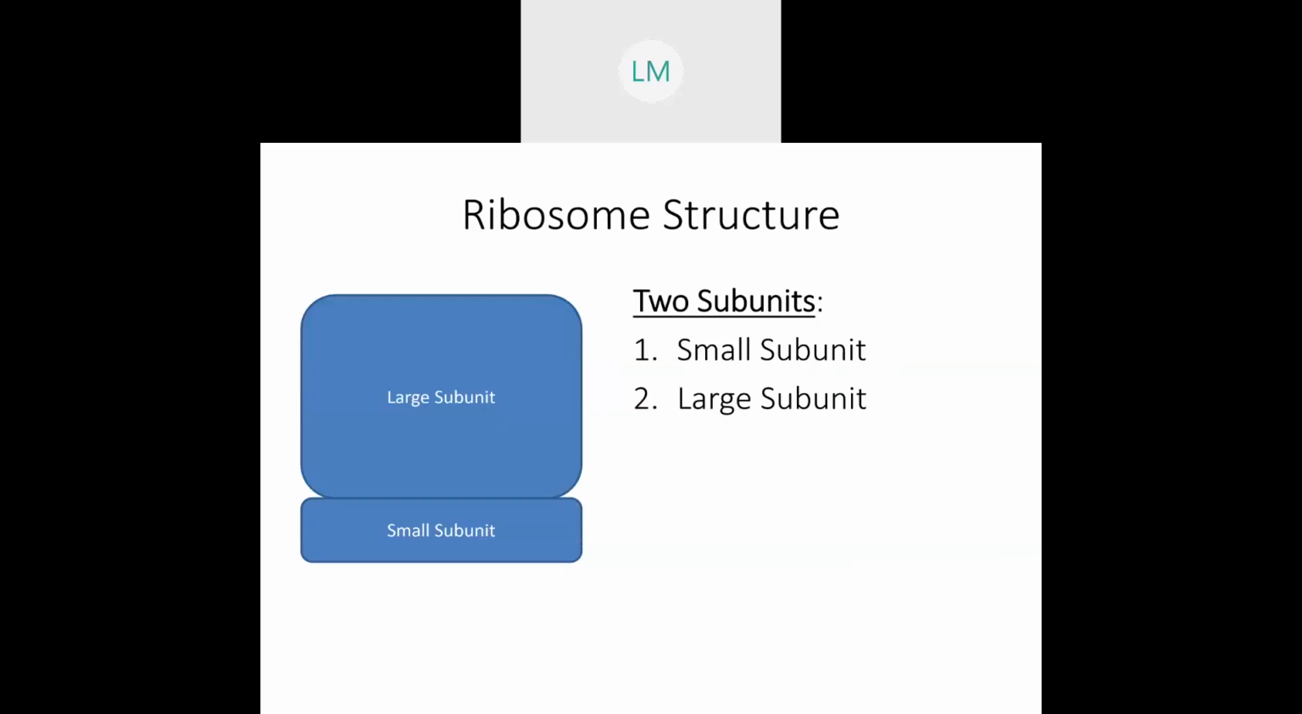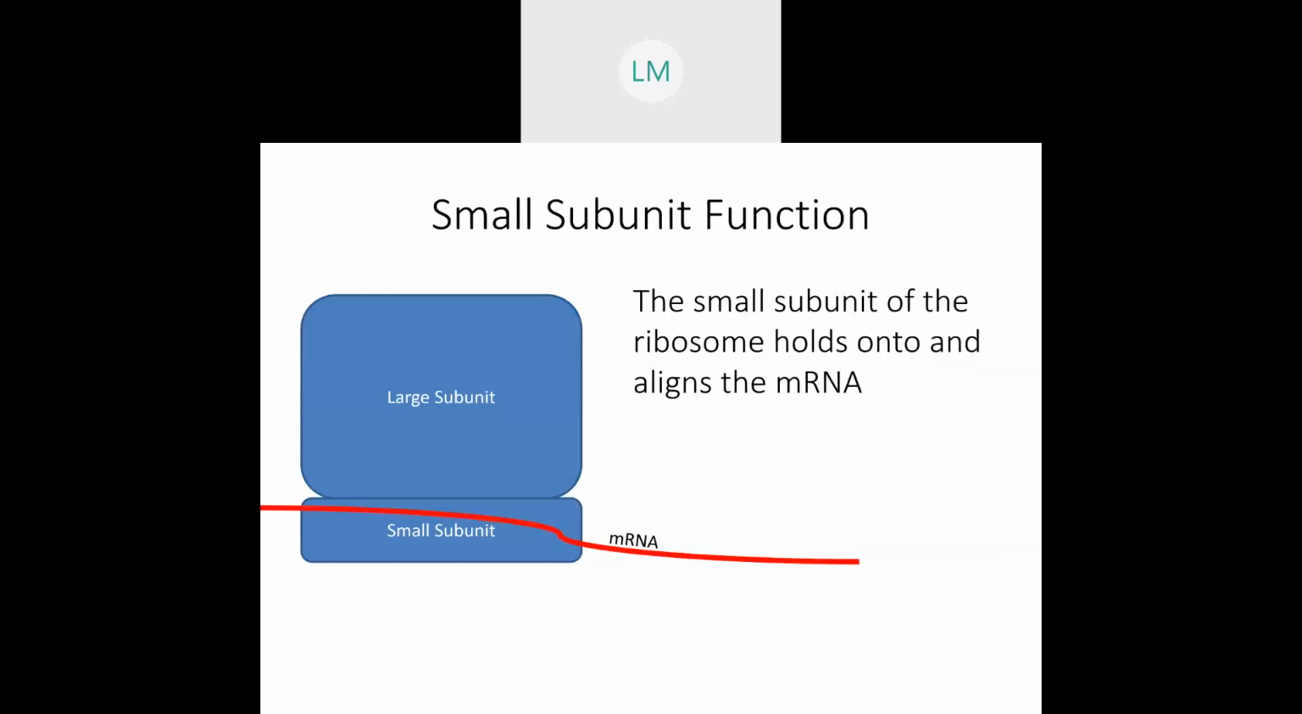So when we talk about what our ribosome looks like, again, this is what's involved in translation, so we need to know sort of how it's oriented here. We have two subunits in our ribosome: a small subunit and a large subunit. Within the small subunit, that's what's going to hold on to our messenger RNA. So the mRNA that we made in transcription is going to be anchored in the small subunit of our ribosome.